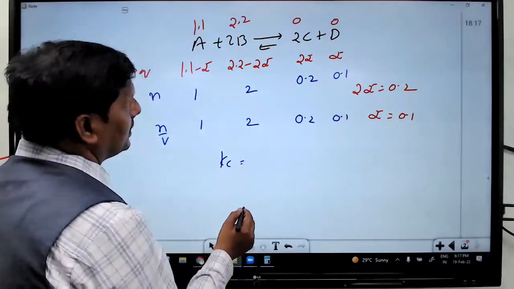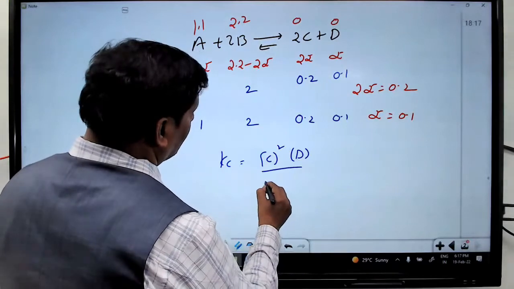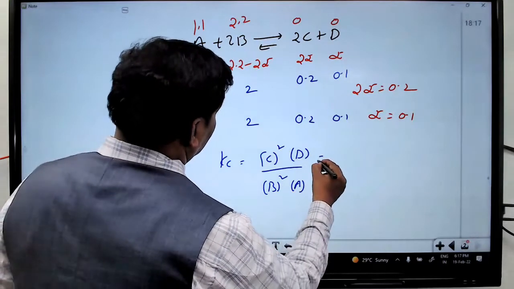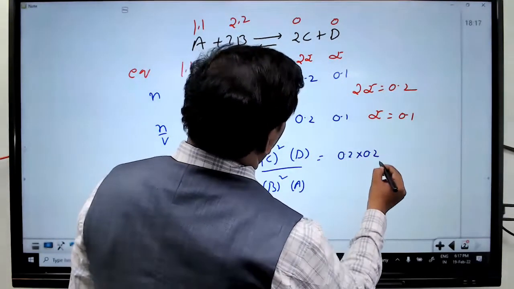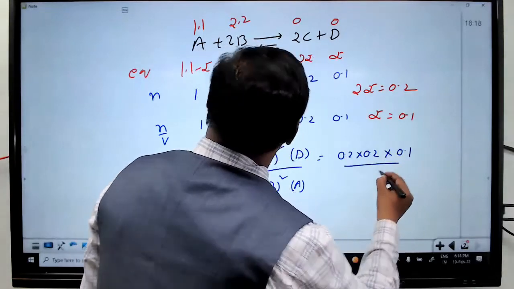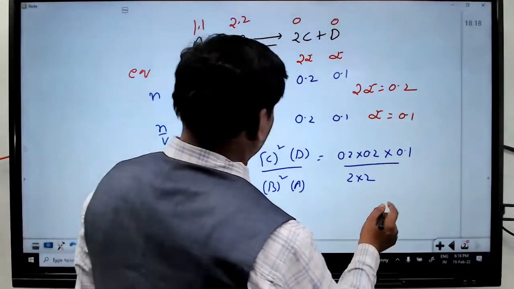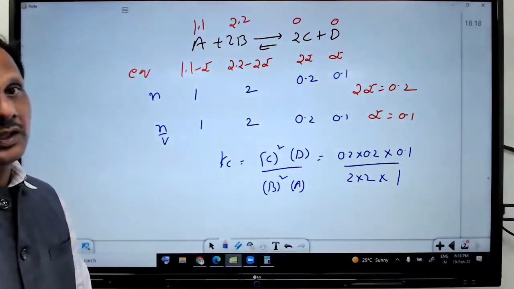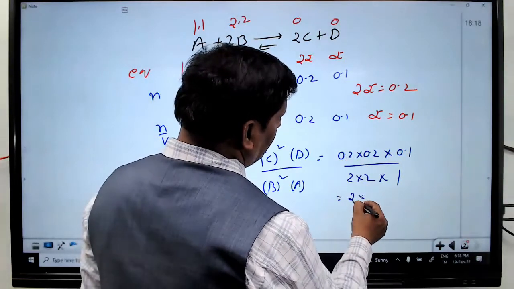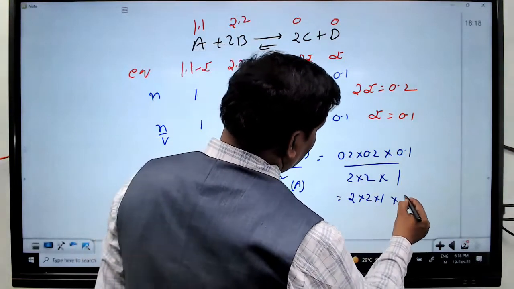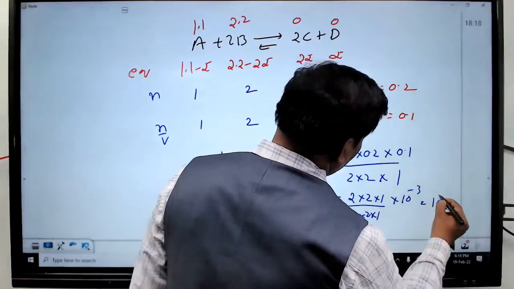Kc, you have to calculate Kc: concentration of C whole square, concentration of D upon concentration of B whole square, concentration of A. अच्छा, C का वैल्यू है 0.2 into 0.2. D का वैल्यू है 0.1. B का वैल्यू है 2 into 2. A का वैल्यू है 1. अच्छा, ये काम करो, ऊपर वाला ऐसा लिखो: 2 into 1 into 10 power minus 3 divided by 2 into 1. We cancel it, which is nothing but 10 power minus 3.